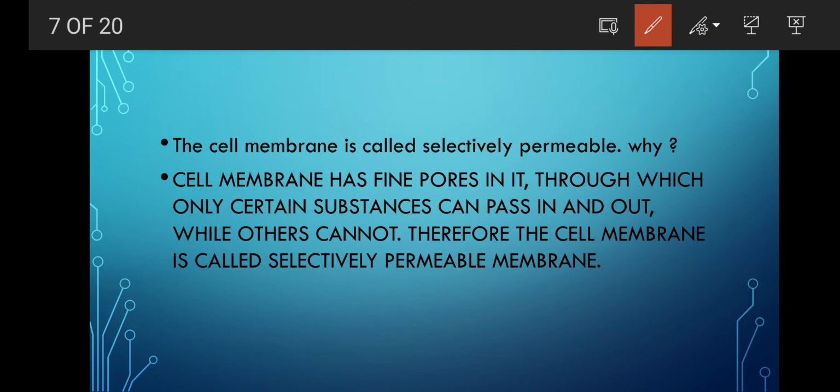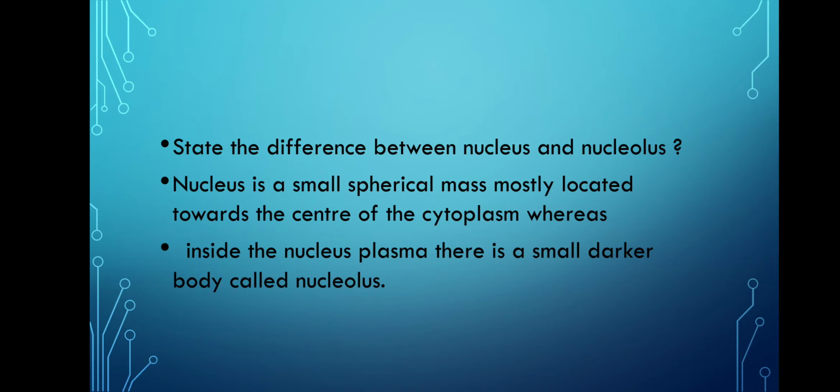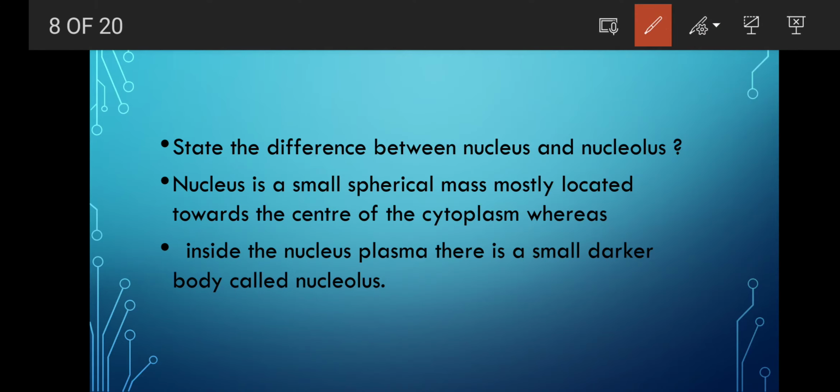Now next, why is the cell membrane called selectively permeable? This question I have discussed in the video also, and now you are getting the answer very clearly. Which line, which word you will mention in the answer is here. So the cell membrane has fine pores in it, through which only certain substances can pass in and out, while others cannot. Therefore, the cell membrane is called as what? Selectively permeable membrane.